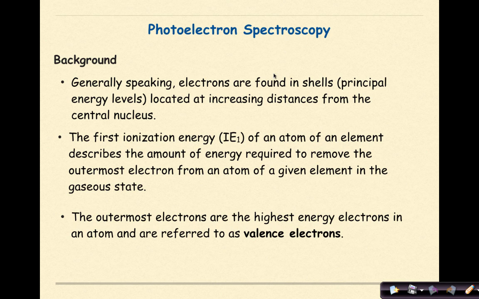Photoelectron spectroscopy. Generally speaking, electrons are found in shells, which we also call principal energy levels, located at increasing distances from the central nucleus. The first ionization energy, or IE₁, of an atom of an element describes the amount of energy required to remove the outermost electron from an atom of a given element in the gaseous state. The outermost electrons are the highest energy electrons in an atom and are referred to as valence electrons.